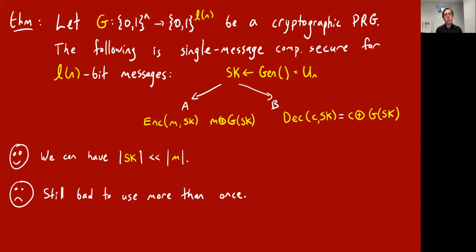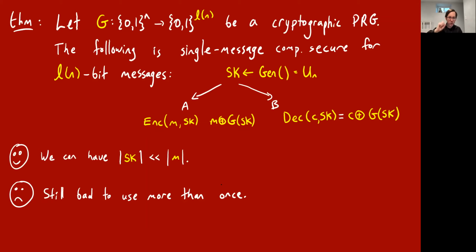Still very bad to use it more than once, though. This is still a one-time sort of thing because once the secret key is fixed, the pseudo-random generator is deterministic. So the long pad that you get out of it is fixed once the secret key is fixed. And so if you encode multiple messages, you're going to encode them with the same pad. And so Eve can take two ciphertexts, XOR them together, and she'll get the XOR of two plaintext messages. And that's very risky for cryptanalysis purposes.